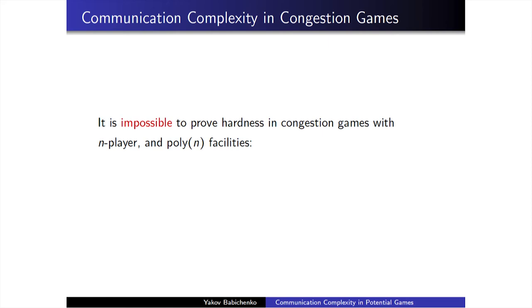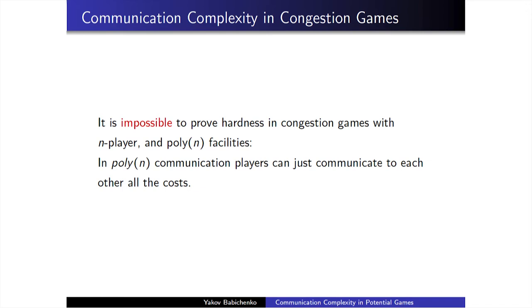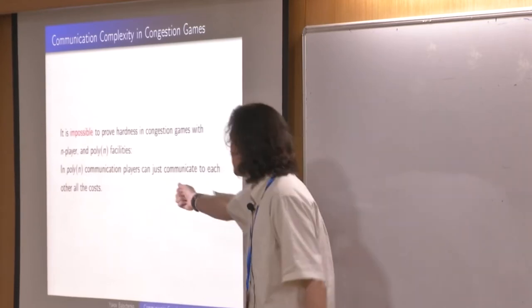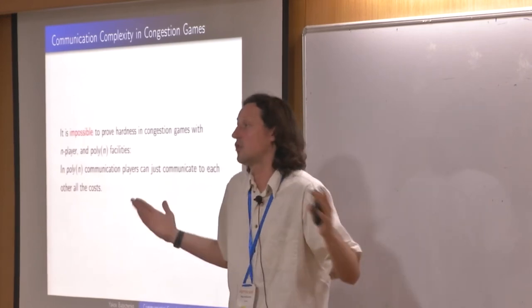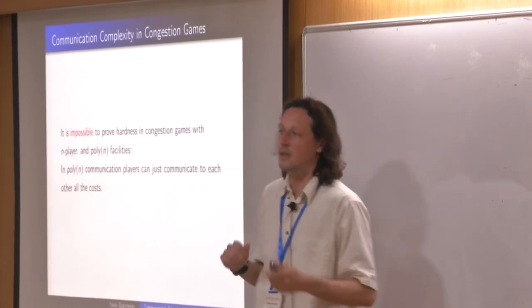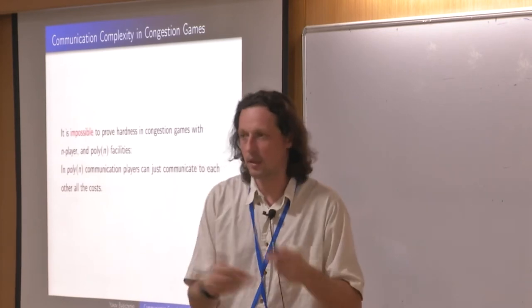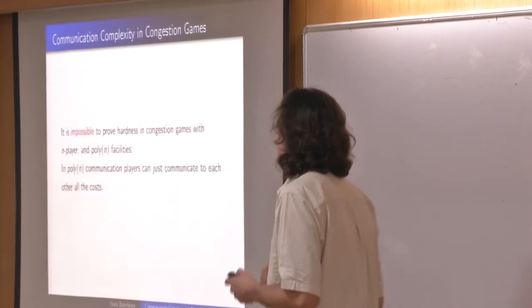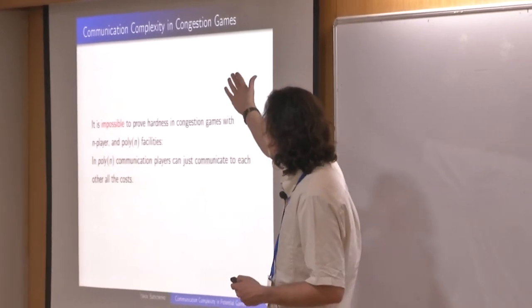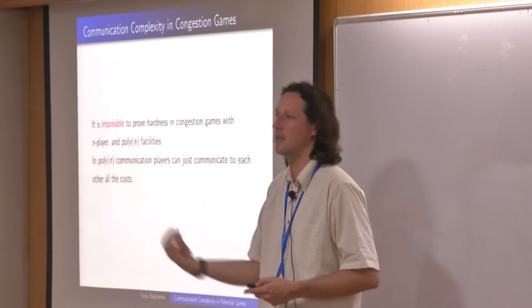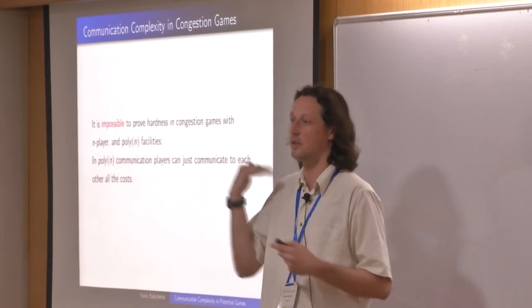Why is it impossible? Because there exists a very simple communication protocol. In the case where the number of facilities is small, even when the number of actions is huge, each player can just communicate to all the others the costs of all facilities, and then they essentially know the whole game, and they can compute an equilibrium. So the bottleneck in congestion games is the number of facilities, essentially, not the number of actions, as in potential games.